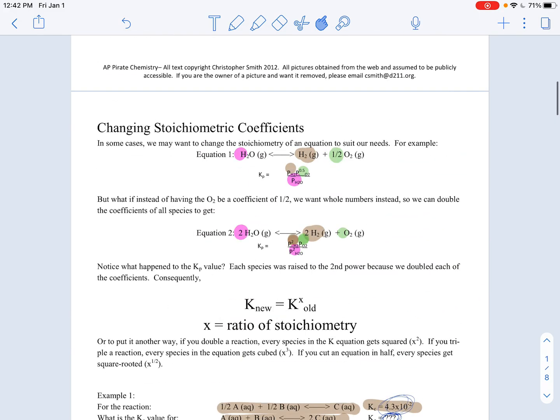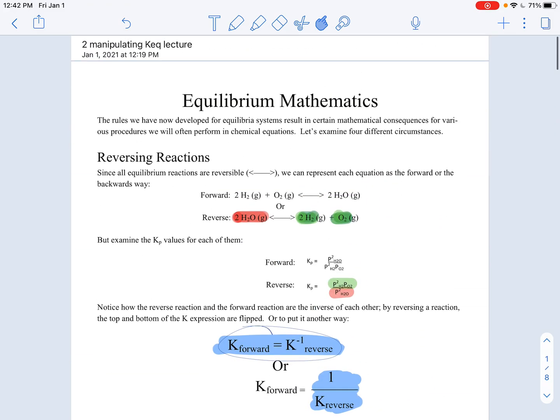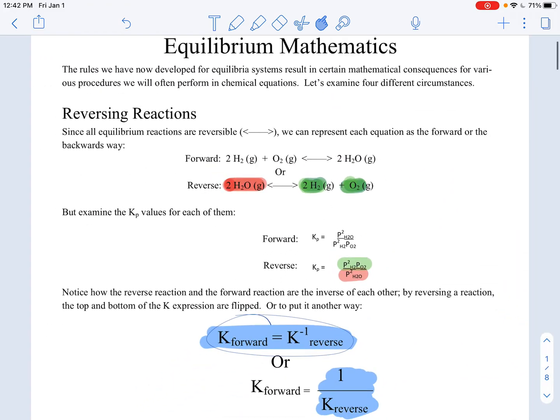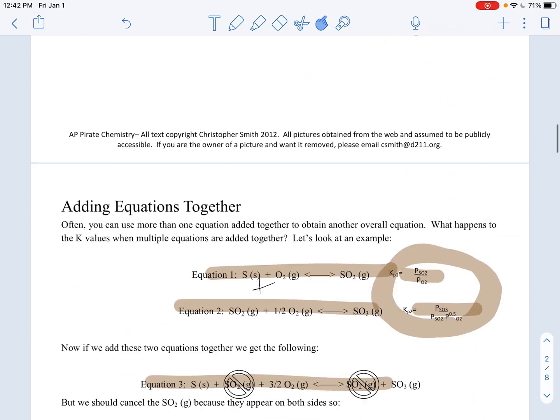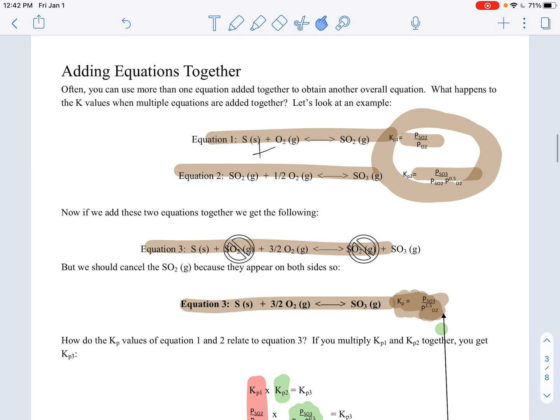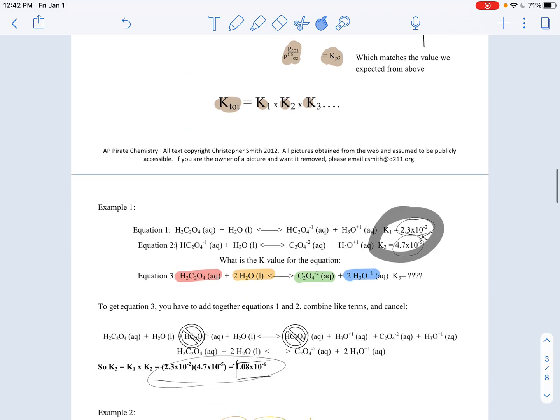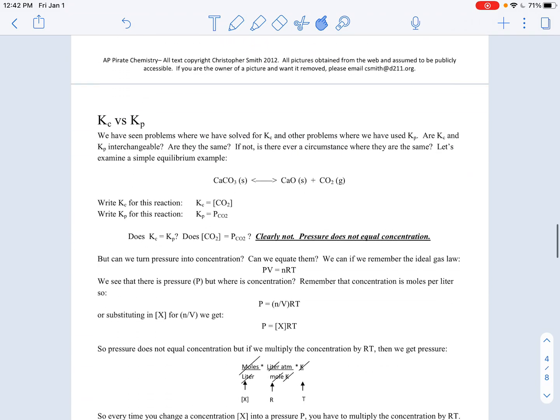So that is our second rule that we have. Actually, our third rule. So our first rule is reversing equations. Our second rule is changing the stoichiometry. And our third rule is adding equations together. So when you do all that, you now have the tools that are necessary to combine all of them together and do Hess's law problems, but with the mathematics of equilibrium.